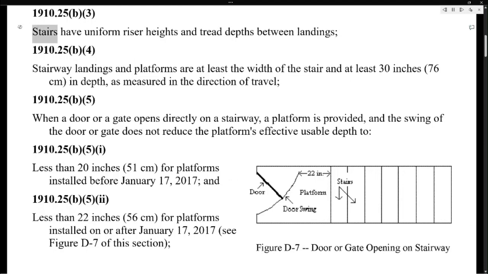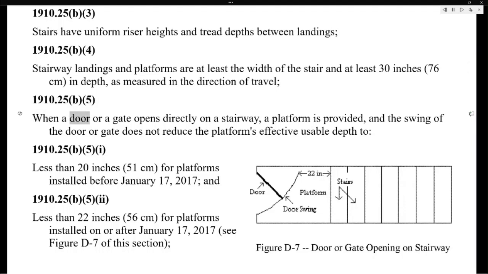(b)(3) Stairs have uniform riser heights and tread depths between landings. (b)(4) Stairway landings and platforms are at least the width of the stair and at least 30 inches (76 centimeters) in depth as measured in the direction of travel.